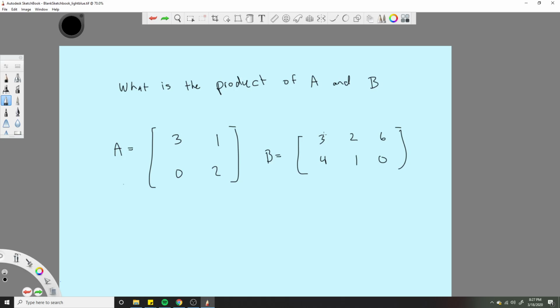Alright, give this problem a go. I'm going to start solving it now. You have to find the product of matrices A and B.